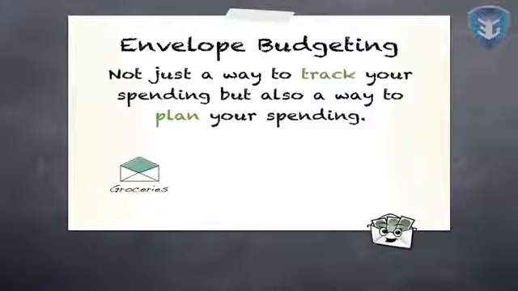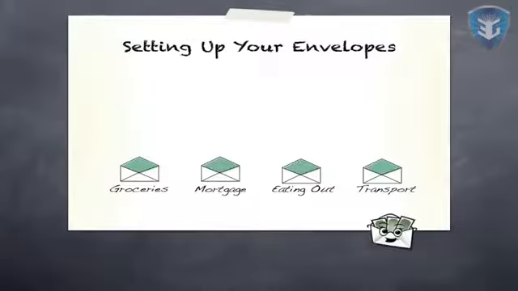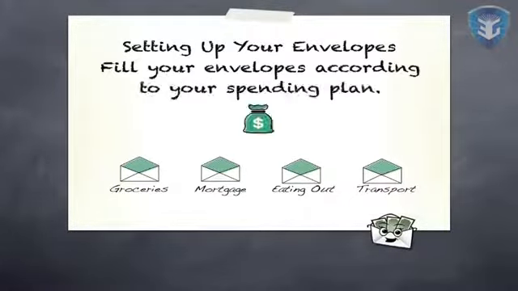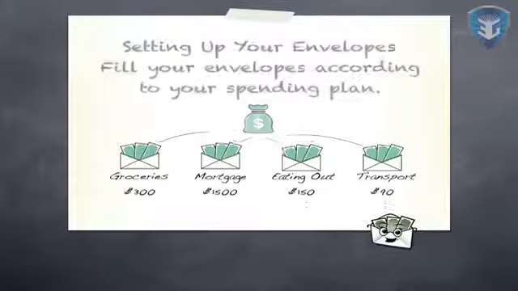Let me show you. Each envelope represents a budget category, like groceries, mortgage, eating out, and transport. And each starts out empty. The next thing you need to do is set them up. So at the beginning of each month, or whatever budget period you choose, you fill each envelope with that month's allotment. So from your paycheck, let's say you set aside $300 for groceries, or $1,500 for mortgage, etc., etc.